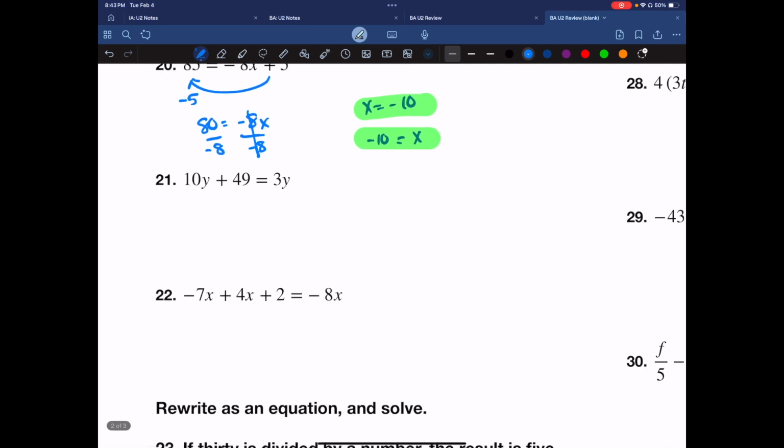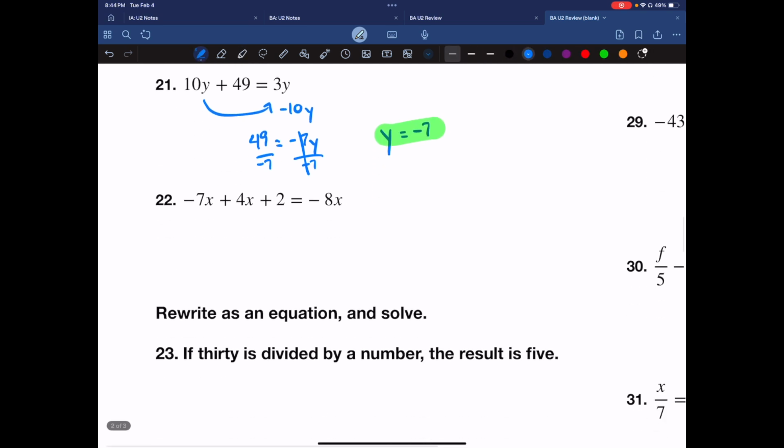Okay. Now, typically, I try to keep my variable positive, but in this case, if I try to keep my variable positive, it's going to take me 2 steps to solve this thing, and that seems like extra work. So I'm going to take the 10y and subtract it, which will result in a negative y, but I can handle it. It's going to be 49 equals negative 7y. Okay, and then you're going to divide by negative 7. Okay, so y equals negative 7. Well, 49 divided by 7 is 7, and then you have the negative, so the answer is negative 7.